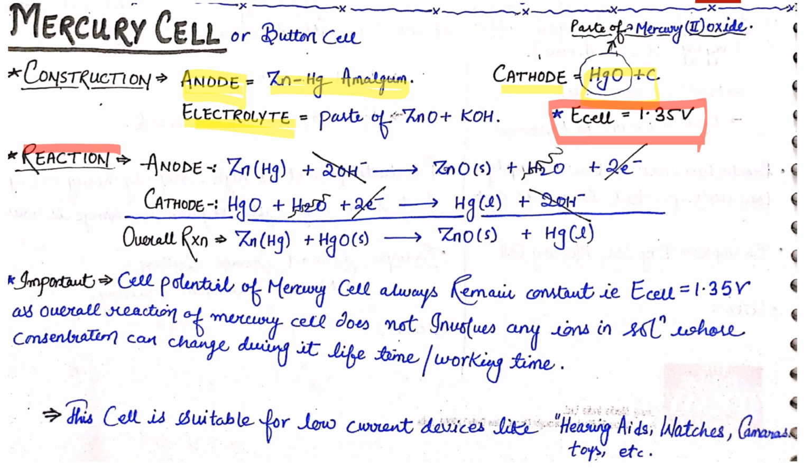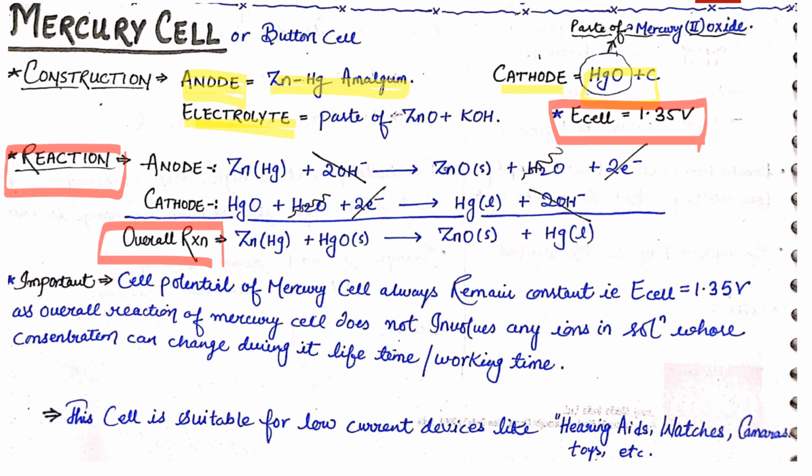Now we can focus on the reactions. As zinc amalgam is used as the anode, zinc undergoes oxidation to form zinc oxide, while at the cathode, mercuric oxide, or the paste of mercuric oxide, undergoes reduction to form mercury in liquid form. By balancing the reaction and cancelling out the equal number of electrons, we get the overall reaction.